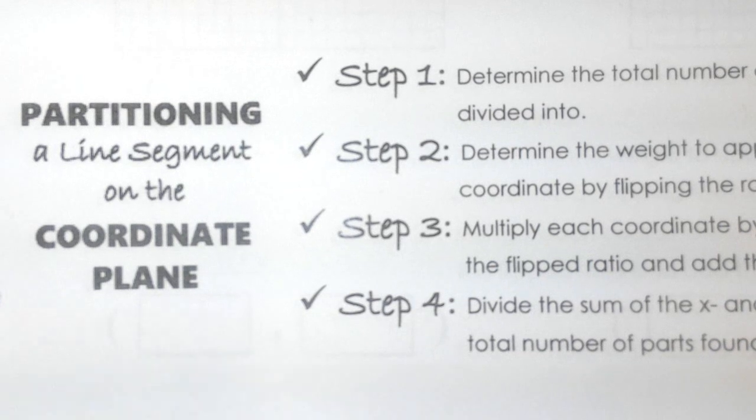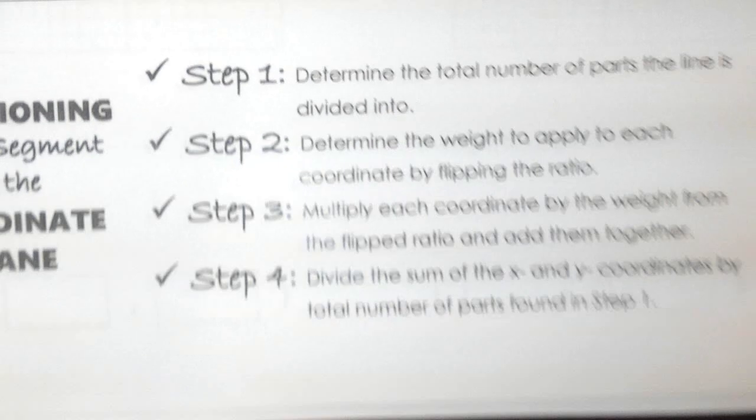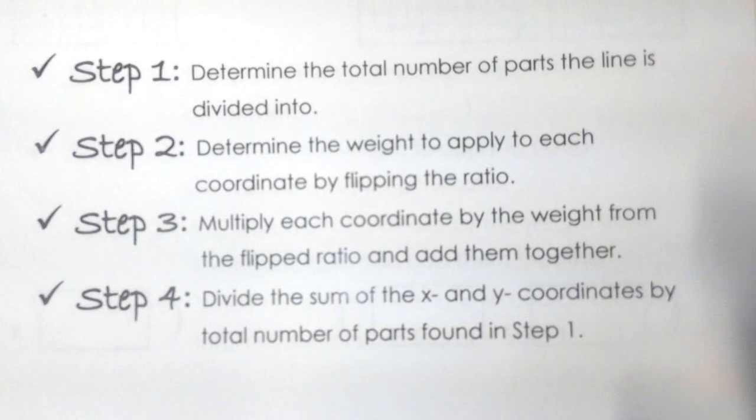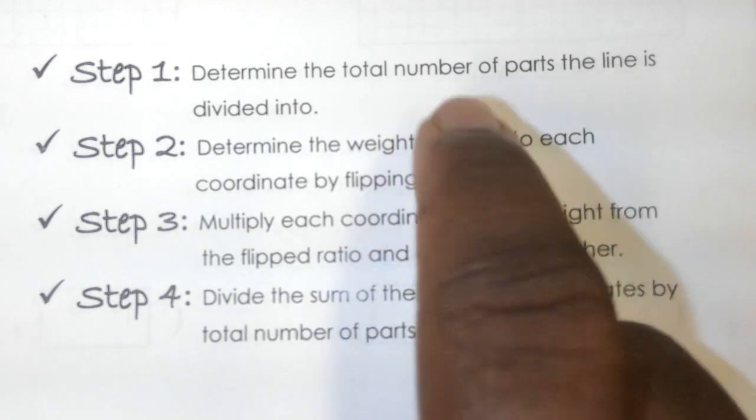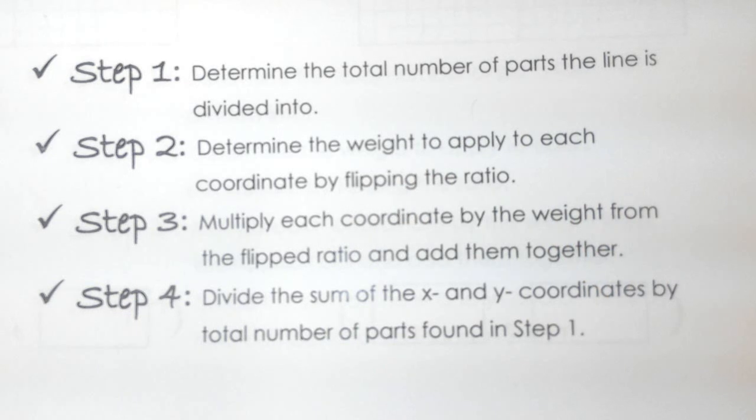Okay, so this is partitioning on the coordinate plane. Got some steps you want to take here. Similar to what we just did, except there's a couple of extra steps added in. Step 1 is what we were just doing up top here. Determine the total number of parts the line is divided into. Step 2, you need to determine the weight to apply to each coordinate by flipping the ratio. That's the new thing I'm showing you, and this is different than how I used to teach it, but it's easier to do this versus going on the graph and counting. That was a lot for kids. Determine what your weight is and then flip the ratio. I'm going to show you what I mean when I say flip.